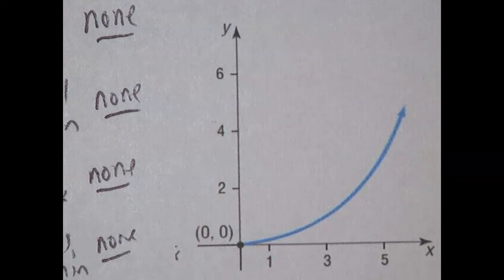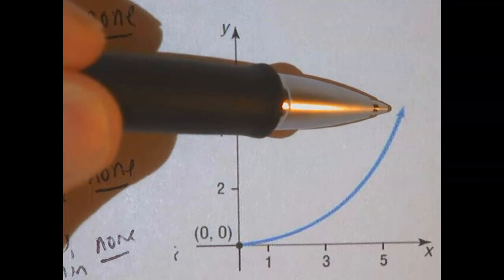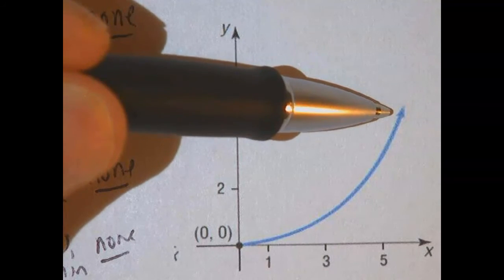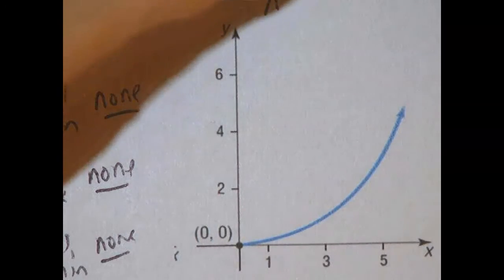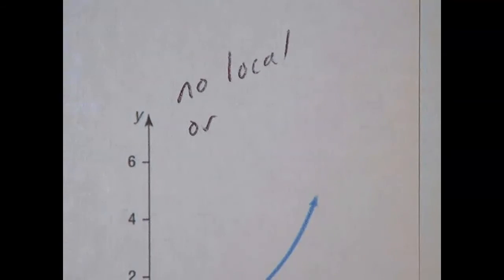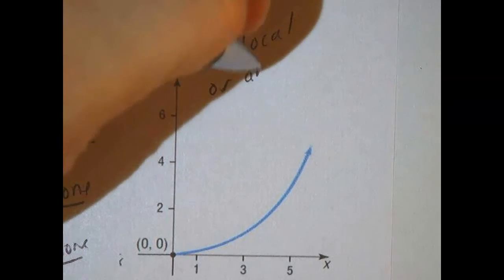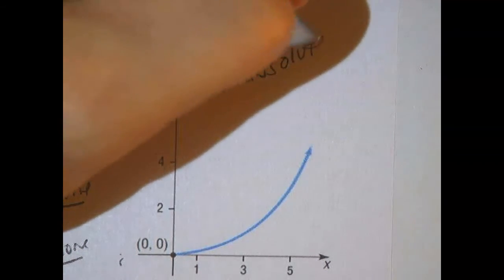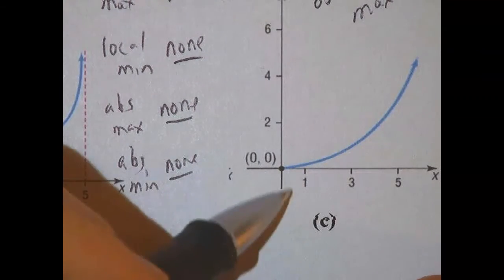Here's another graph, and while this has clearly no absolute maximum, it goes up, there is also no local maximum. There's no hills of any kind, so there's no local or absolute max. And as far as the min, while there's no local min, there is an absolute min.